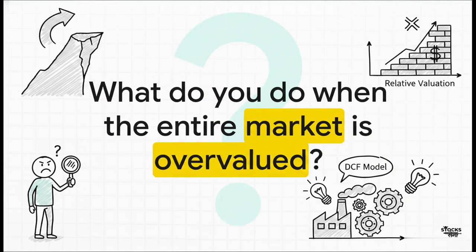Which leaves us with one final kind of dangerous question to think about. You now know exactly how to compare Reliance to Tata or HDFC to SBI, right? You can find the absolute cheapest stock in any given sector. But what do you do when a massive bull run has made the entire market, literally every single sector, completely overvalued? Relative valuation can't really save you there. The only way to answer that is to build an intrinsic DCF model from scratch. And honestly, that is exactly what we are going to master in our next explainer.